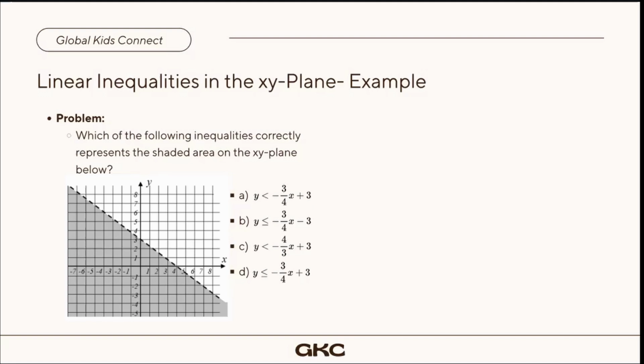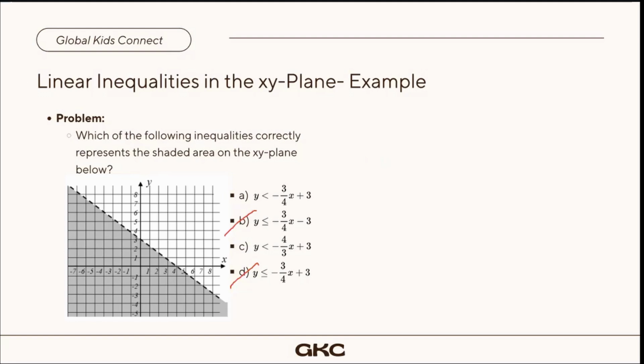For our linear equation, because we have dashed lines like here, we can say that it will probably not include equal to signs. So it will be either greater than or less than. And so automatically we can get rid of answer choices B and D because they include equal signs. And so it's between A and C.